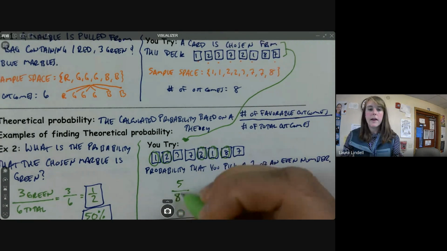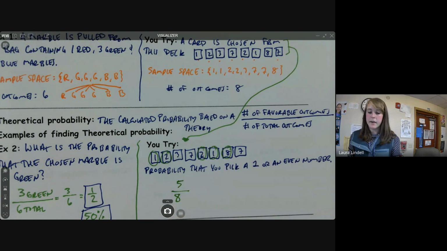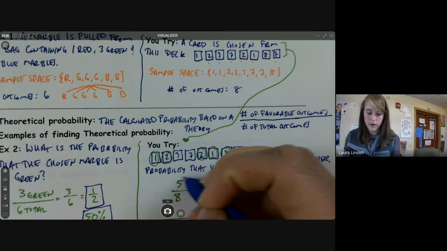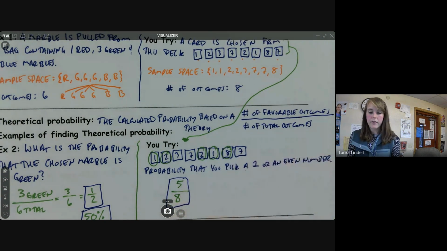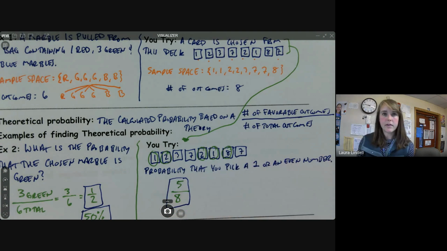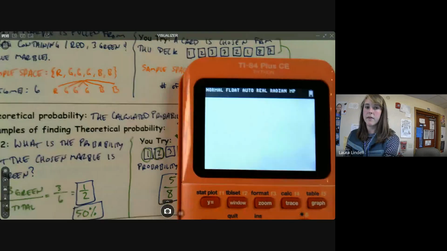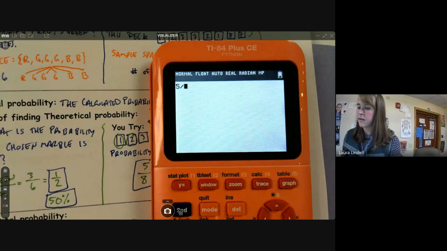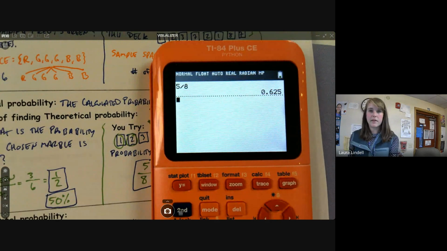5 over 8. And the nice thing is 5 over 8 doesn't reduce as a fraction, so we can leave it as 5 over 8 if we want to. If we were asked for the decimal version of this, or the percent version of this, here's what we would do in the calculator. I would go 5 divided by 8, and we get 0.625.